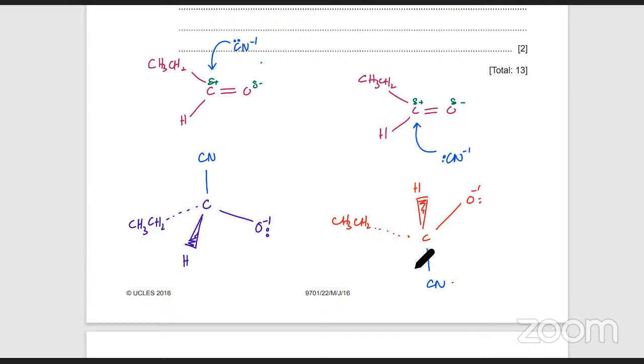So the reason you're getting both mirrored versions is that the Cn-1 had an option. It had an option to either attack from the top side, or to attack from the bottom side. In either case, you'll get two opposite optical isomers. Is that clear?